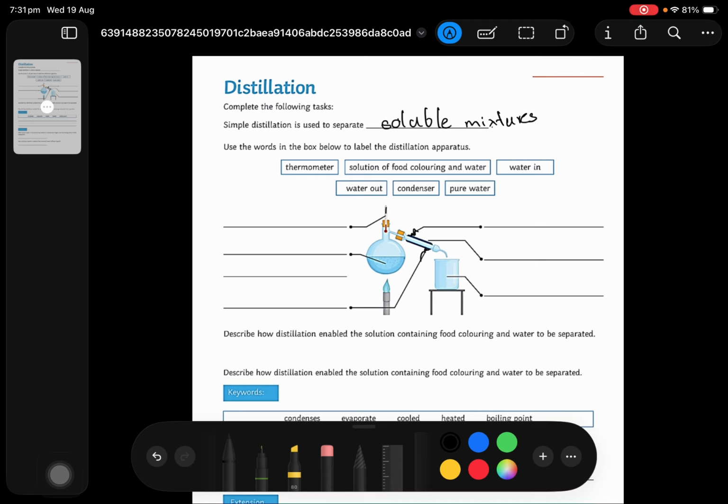So now we're going to do the labeling. So what is the top part? This is the thermometer, used to measure the degrees, so that when it gets to 100, they make sure to keep it at 100 so that the water or anything can evaporate. So it's the thermometer.